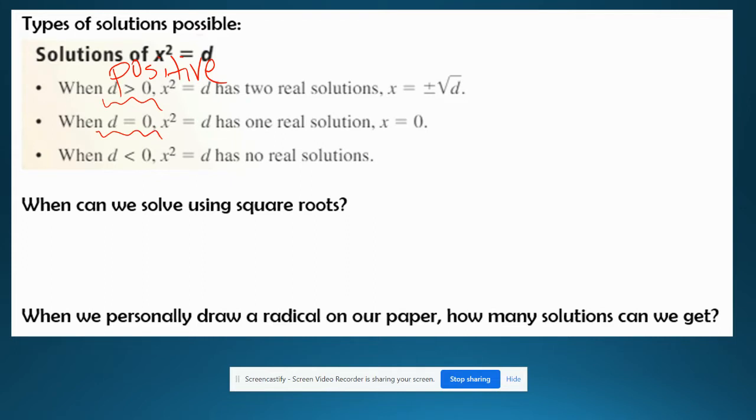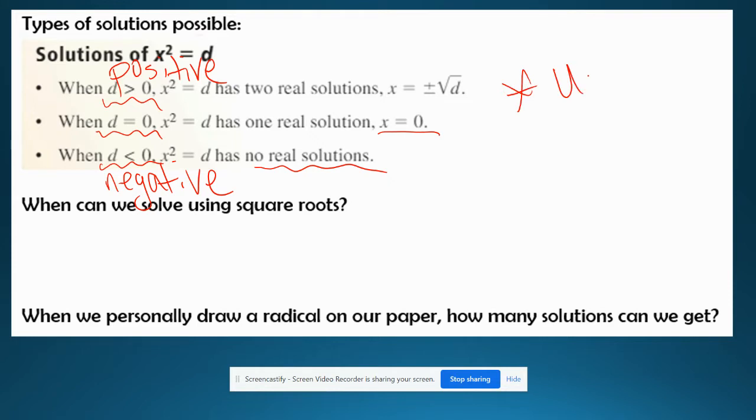If our value is equal to 0, we have one solution because the square root of 0 is 0. It's not positive or negative. There's only one answer. And then if our value under the radical is less than 0 or negative, then we have no real solutions because we don't know how to take the square root of a negative number.